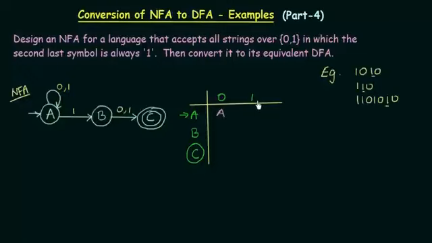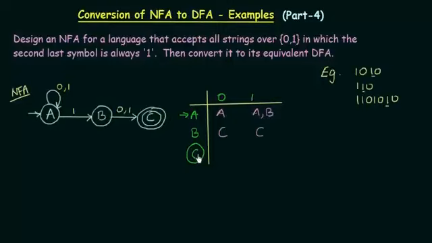And A on getting input 1, where does it go? On getting input 1, A goes to A itself, and also it goes to B. So it goes to two states, namely A and B. And let's come to state B. B on getting input 0, where does it go? B on getting input 0, it goes to C. And B on getting input 1, where does it go? B on getting input 1, it goes to C.